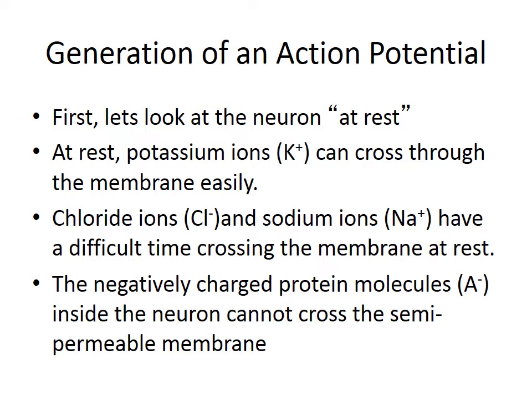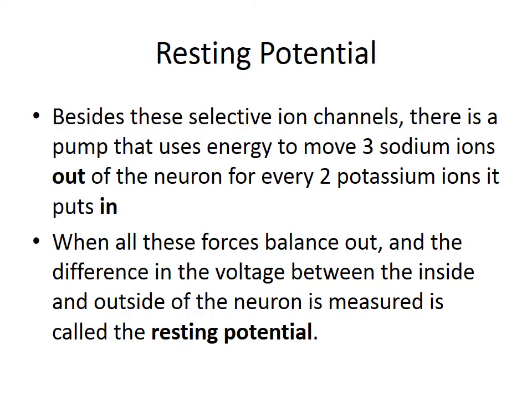So first, let's look at the neuron at rest. At rest, the potassium ions can cross through the membrane easily. Yes, we know that. And chloride ions and sodium ions have a difficult time crossing the membrane at rest. We also know that because we just discussed that. And then the negatively charged protein ions, which are represented by an A with a negative superscript, inside the ions cannot cross the semi-permeable membrane, so they just keep a negative charge inside the cell. We also know that.